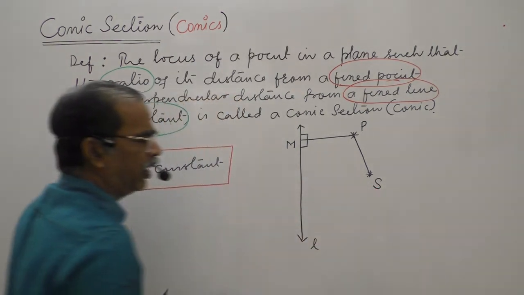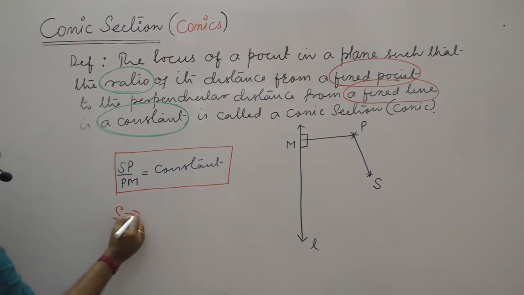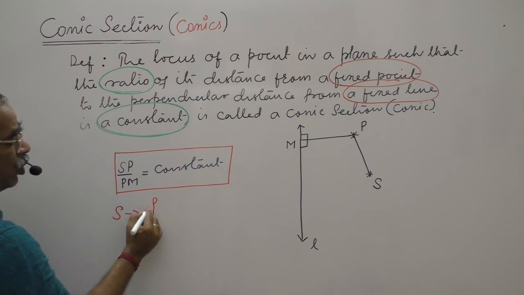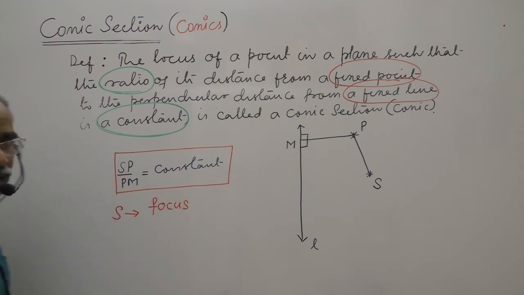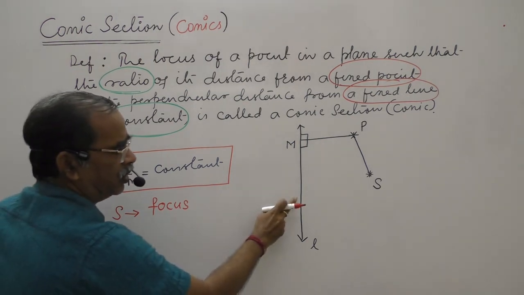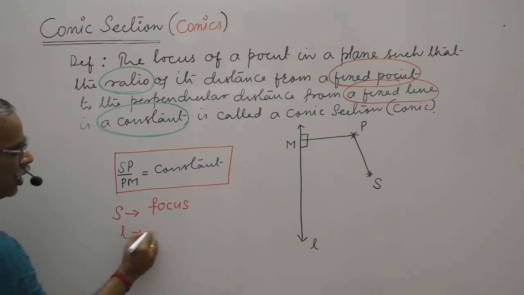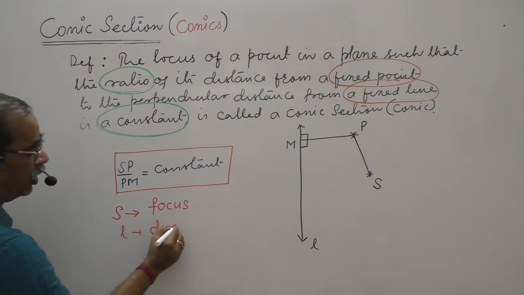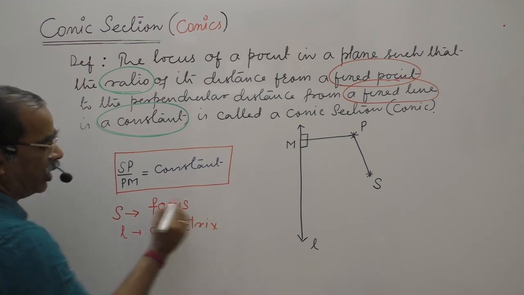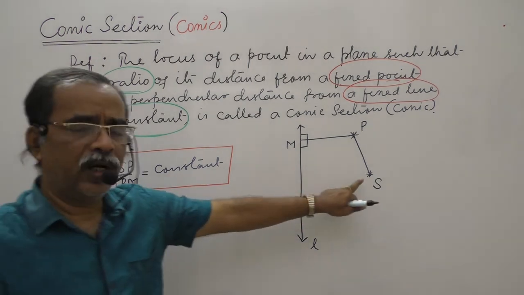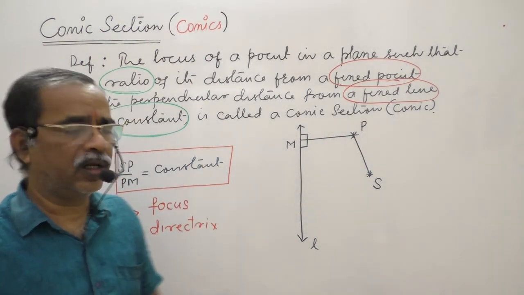See now, here this fixed point is there. What is capital S? Capital S is the fixed point. This fixed point S is called the focus of the conic. What is this? This is a fixed line, no? The fixed line L is called the directrix. This is called the directrix. The fixed point is called the focus and the fixed line is called the directrix.